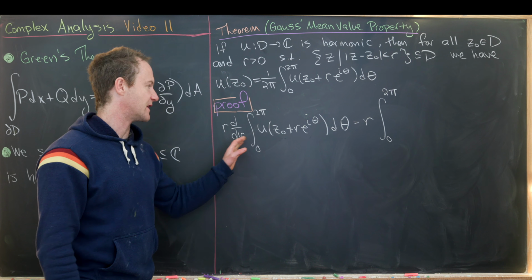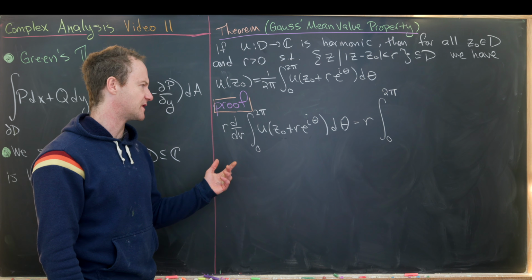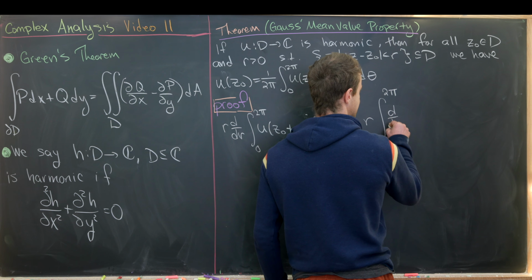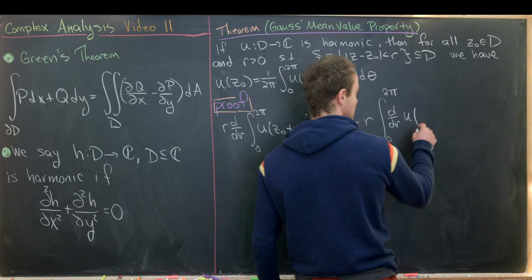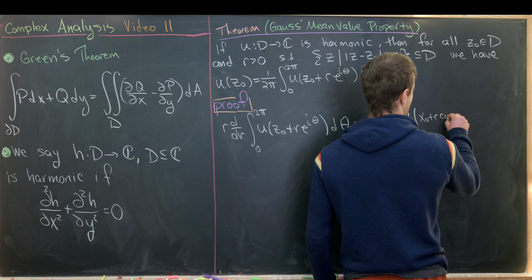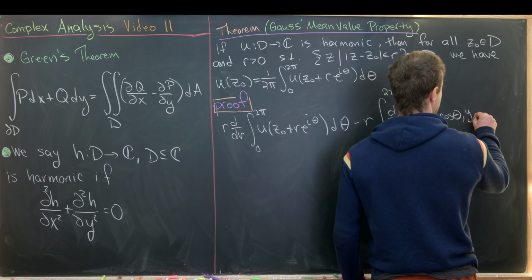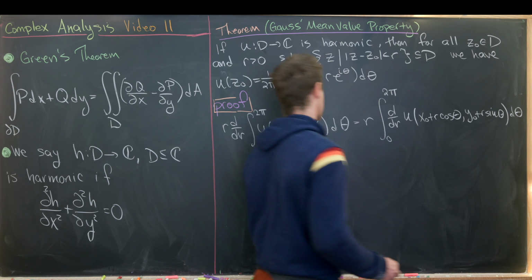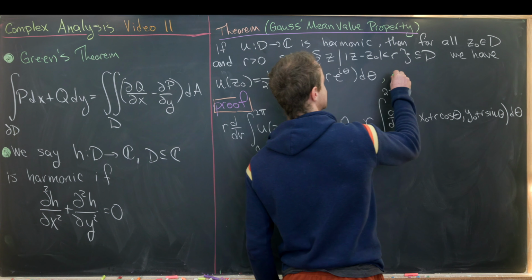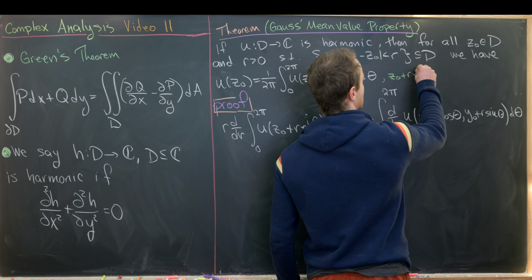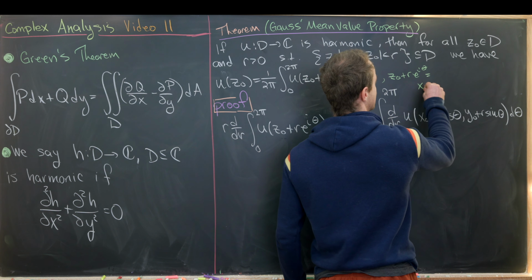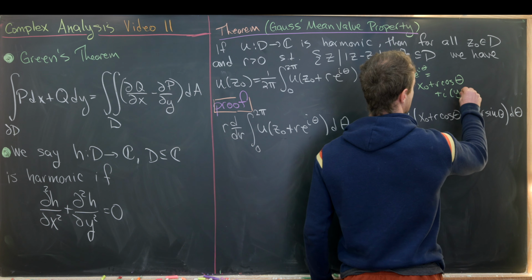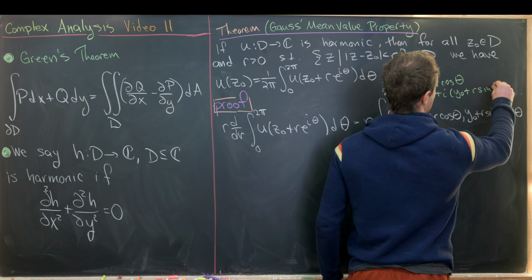But now as we bring that derivative inside, let's also transport this from the complex plane to the real plane. And that'll leave us with something like this. So d by dr of u evaluated at x naught plus r cos theta, and y naught plus r sine theta, and then we have d theta here. We're able to do that just based off of the fact that z naught plus r e to the i theta is equal to x naught plus r cos theta plus i times y naught plus r sine theta.